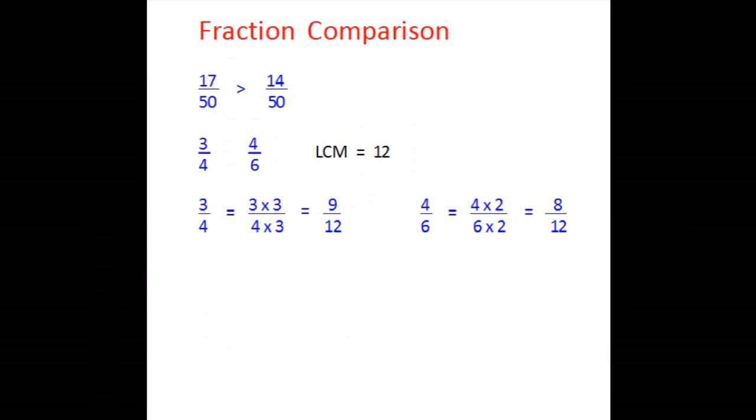Let's multiply the numerator and denominator both by 3 for 3 over 4, so it becomes 9 over 12. In the case of 4 over 6, we need to multiply the denominator and numerator by 2 to make the denominator 12, so the fraction becomes 8 over 12. So you can see that 9 over 12 is bigger than 8 over 12. That means 3 over 4 is bigger than 4 over 6.